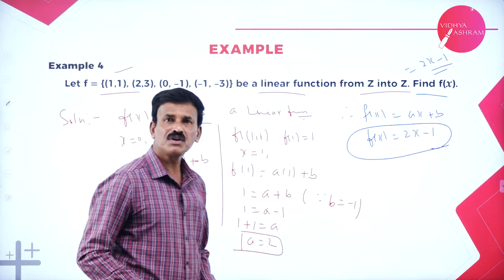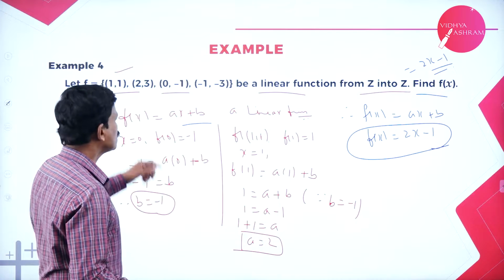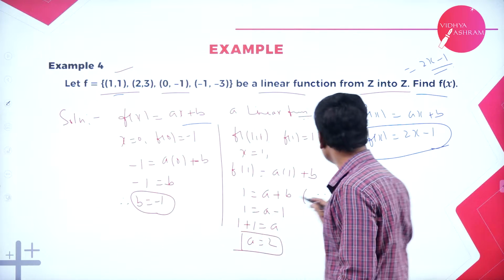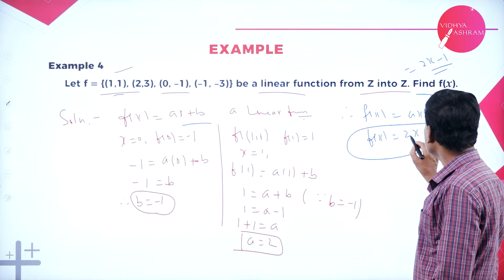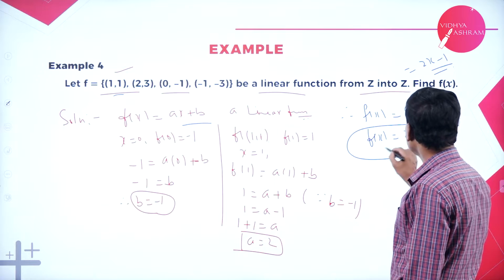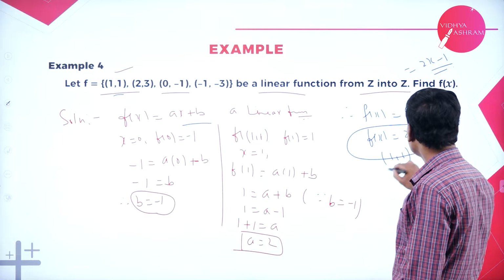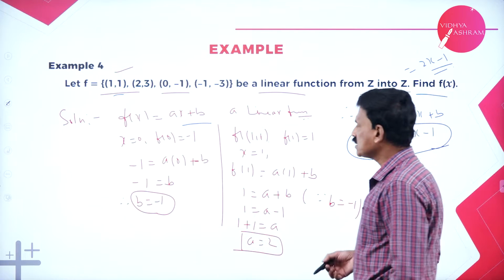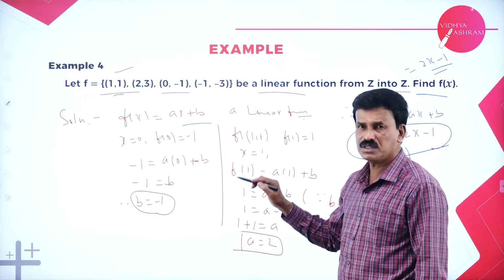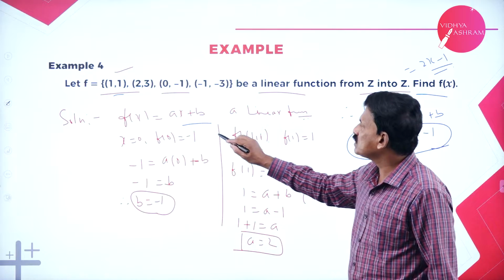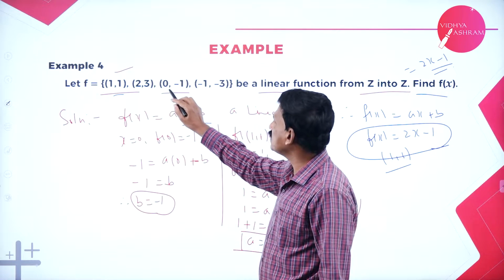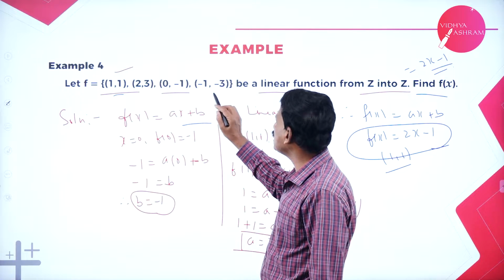Okay. Suppose if you want to verify, you can substitute here. If you consider (1, 1), put x is equal to 1, f of x is 2 minus 1, which is 1. So, when x is 1, f of 1 is 1. So, you will get (1, 1). Okay. So, that's it. Very simple problem. Just define a linear function by f of x is equal to ax plus b. Substitute the values. When x is equal to 1, f of x is 1. When x is equal to 2, f of x is 3. When x is equal to 0, f of x is minus 1.